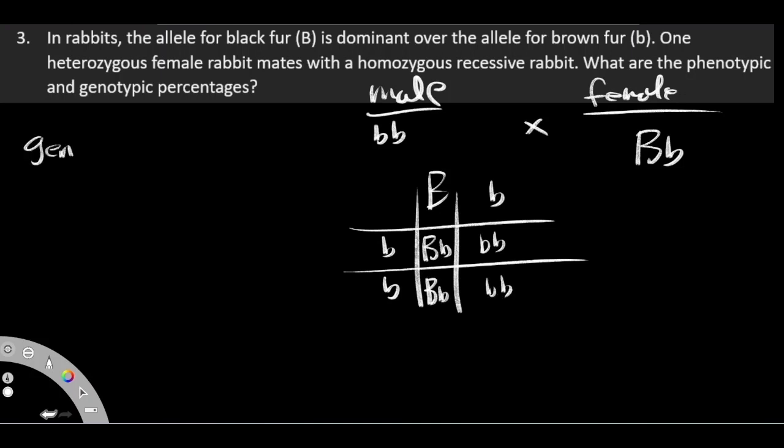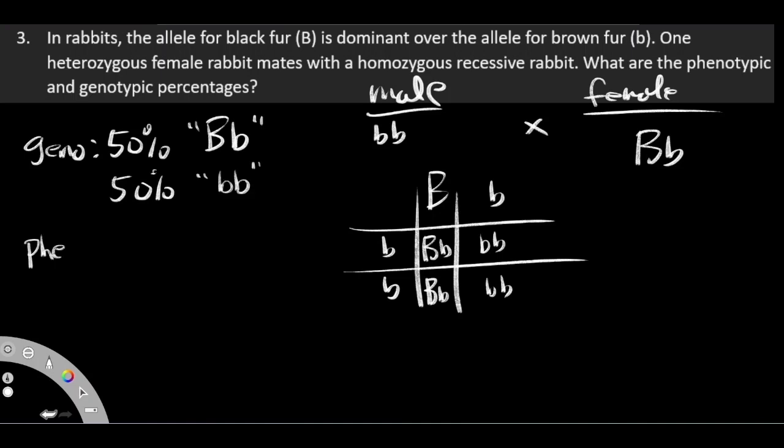So genotypically, what do you have? Well, we have 50%, or 2 out of 4, being heterozygous, all right, big B, small b. And then another 50% being homozygous recessive, small b, small b. Phenotypically, what do you see? Same thing, 50% being big B shown, right, because that's dominant, so that'll be black furred. And then the other 50% is small b, so brown furred.